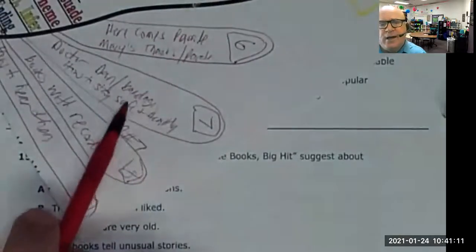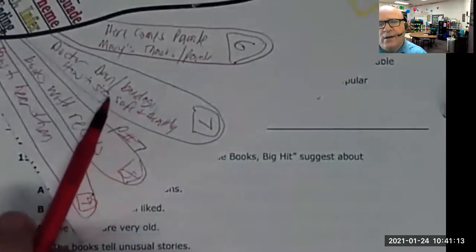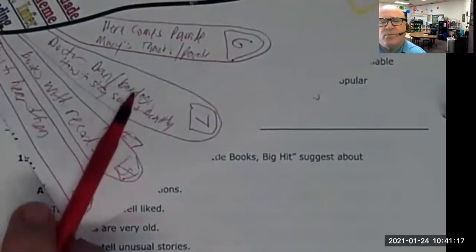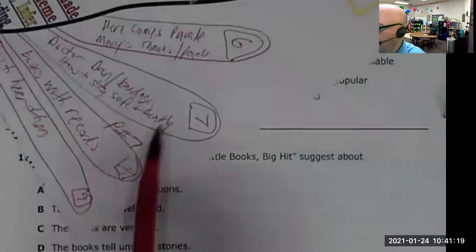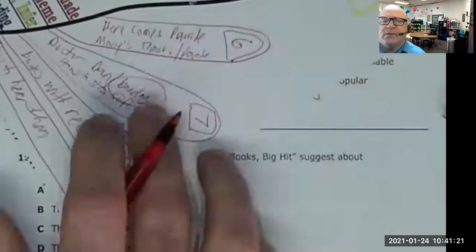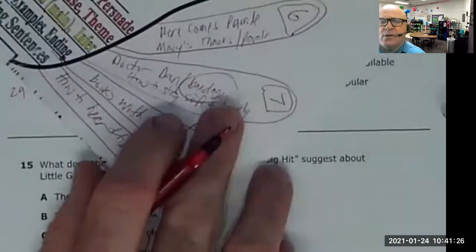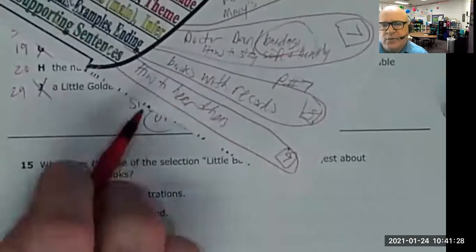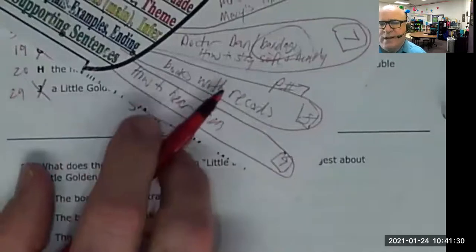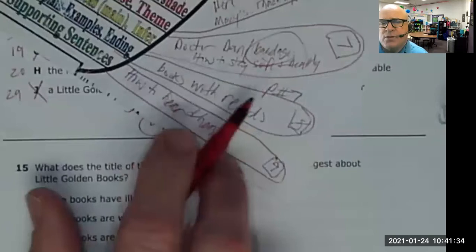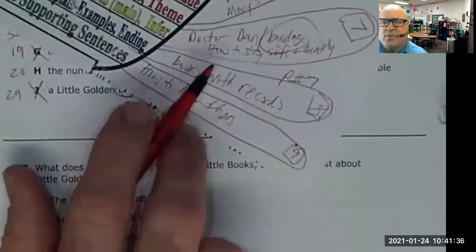Another book was Dr. Dan, and it was about how to stay safe, and it actually comes with some bandages, and that's a very important thing, because one of the answers is going to talk about, well, what the books come with. And the next one, paragraph 7, the one that I was going to accidentally leave off, I had to add some more fingers, books with records.